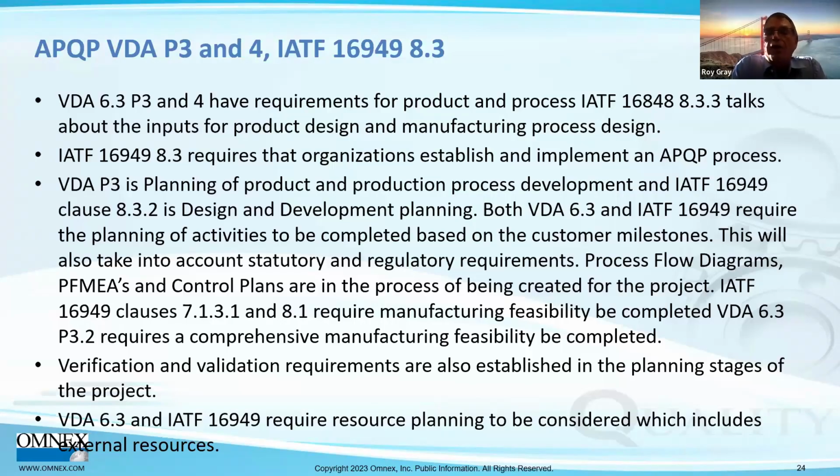And of course, in IATF 16949, 7.1.3.1 and 8.1 require manufacturing feasibility to be completed. VDA 6.3, P3.2 requires a comprehensive manufacturing feasibility to be completed. In both cases, we need to make sure that we have the capability of manufacturing the product to meet not only customer requirements, but statutory and regulatory requirements. And also that we have the capacity to do it.